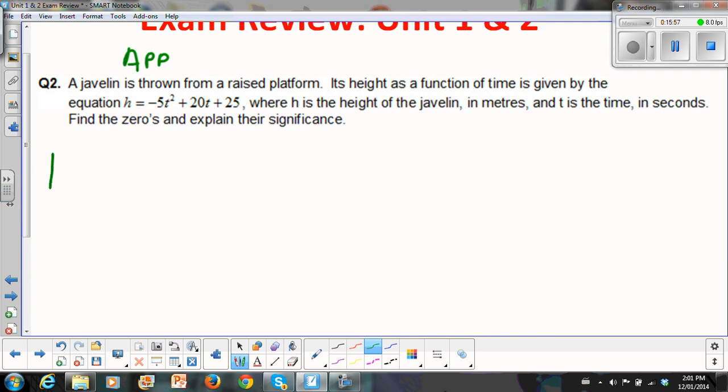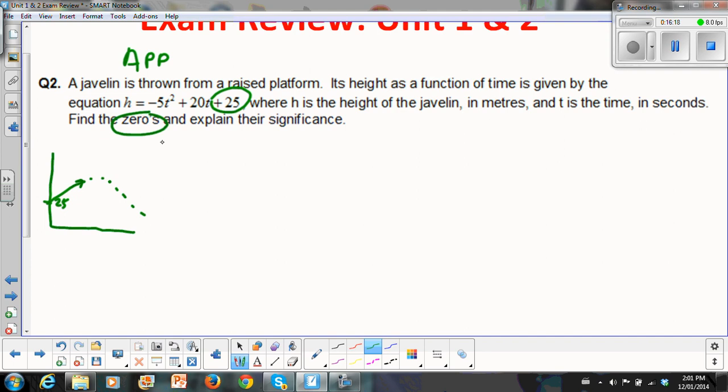If we wanted to just draw a sketch, we're starting at 25, because if you were to plug in 0 for time, you would be left with an initial height of 25. And a javelin is being thrown. A javelin is kind of like a stick you would throw up in the air, and it would eventually come down. Find the zeros.